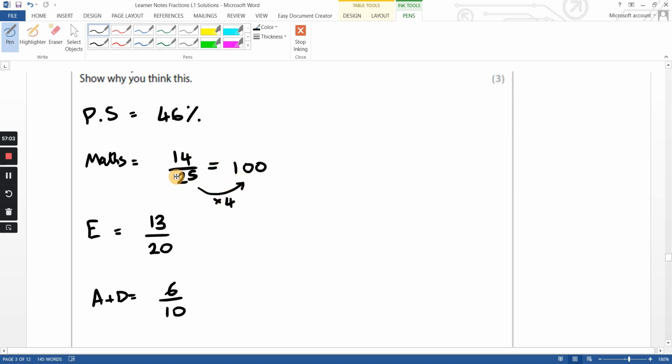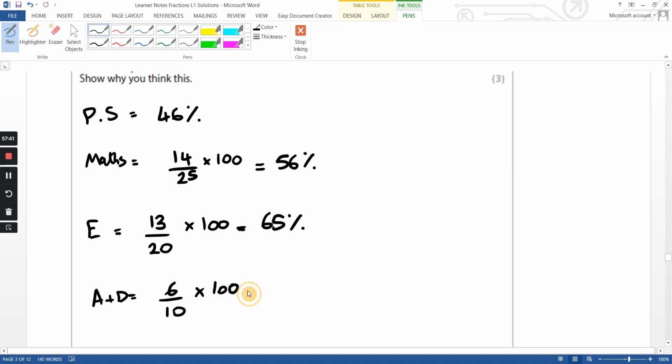So I'm going to change 14 out of 25, instead of out of 25, change it to out of 100. No, in fact, because we've got a calculator, let me do the quick way. Any fraction, just times by 100, you get your percentage. So 14 divided by 25 times by 100. I'm just being lazy here. 56%. Times that by 100, you get 65%. Times that by 100, I know that's going to be 60%. I don't need to use my calculator for that one.